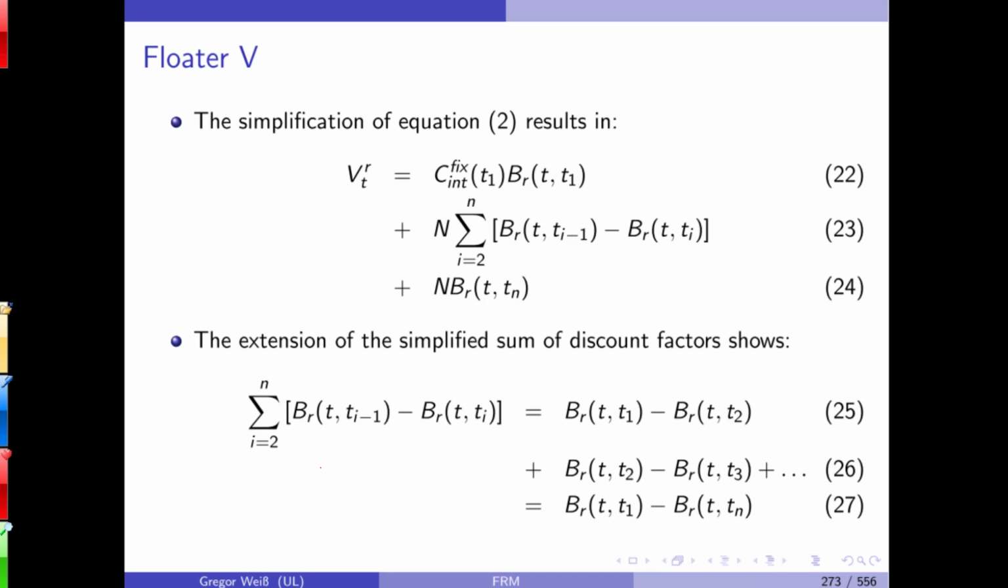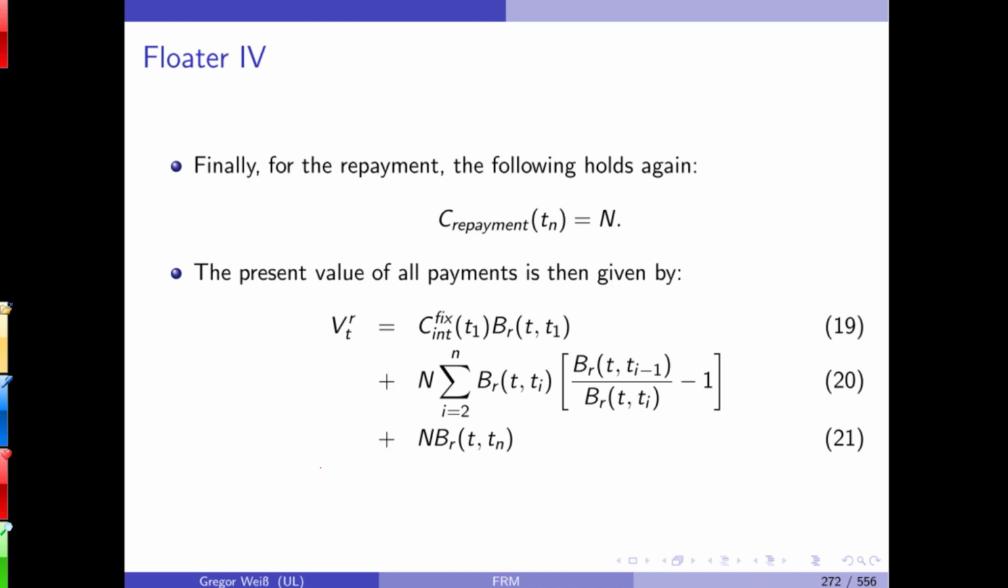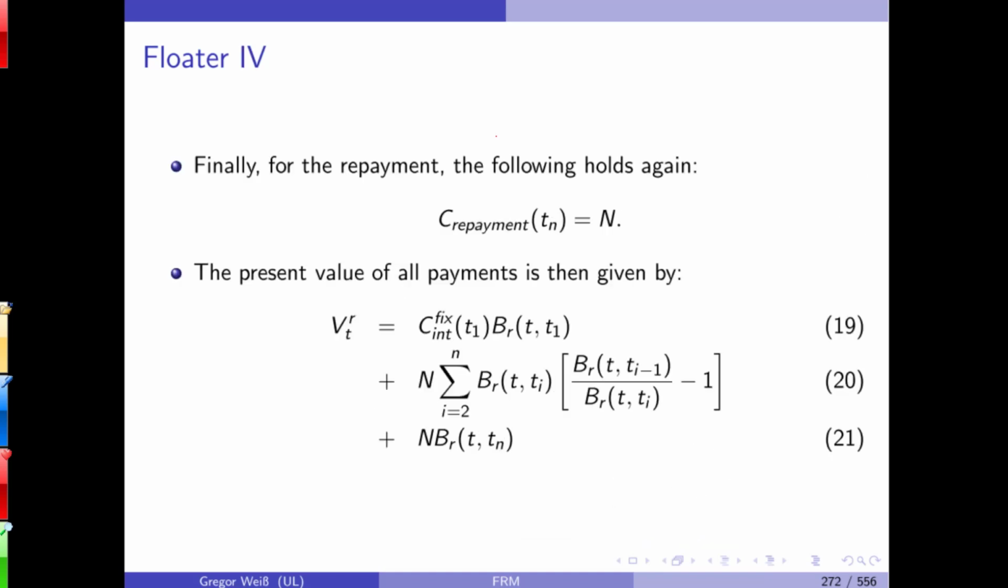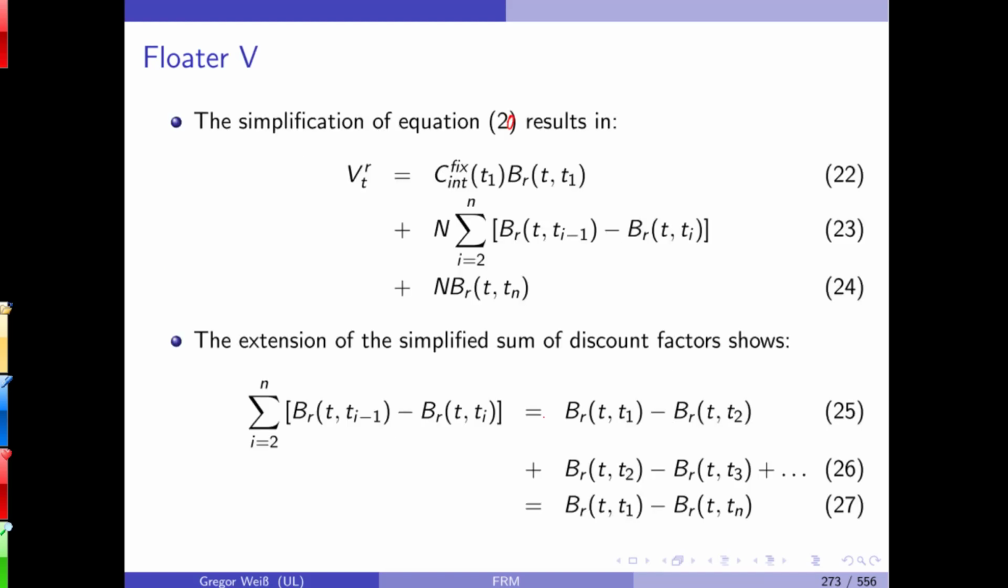Now, what can we do? We simplify equation line 20, the second one. And you see, if you multiply this in here, you will in fact get N times the sum from i equals 2 to N of BRT t_{i-1} minus BRT t_i. Two spot rates. Okay. Let's simplify this term here.